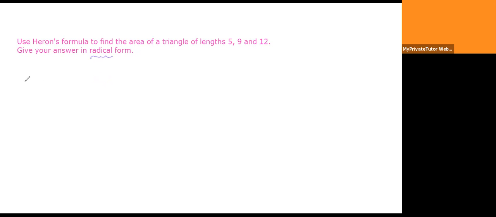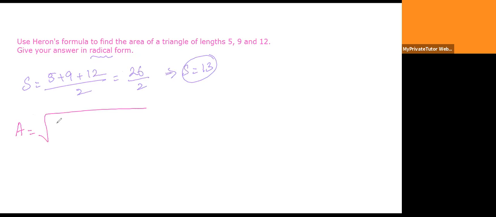Okay. Anna said S equals 13. Let me have a look. S equals 5 plus 9 plus 12 divided by 2. So what is 5 plus 9, which is 14? What is 14 plus 12, which is 26? Very nice. So 26 divided by 2. So the S value is 13. So please use the formula. Area equals square root of S, times S minus A, 13 minus 5, times 13 minus 9, and then times 13 minus 12. Please simplify this.